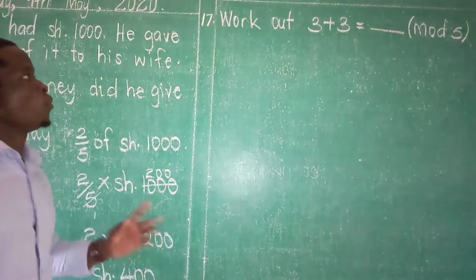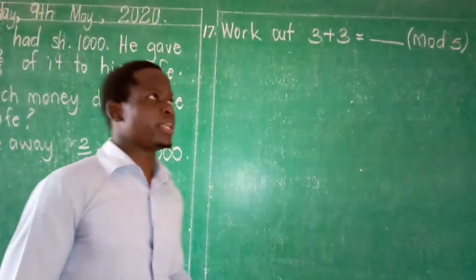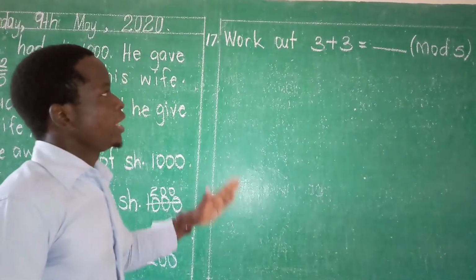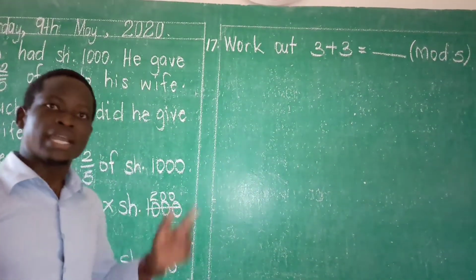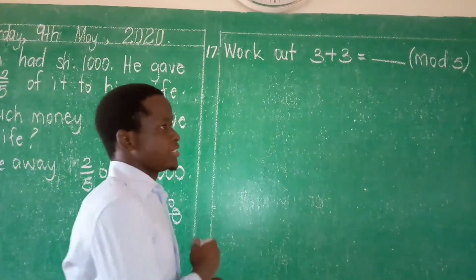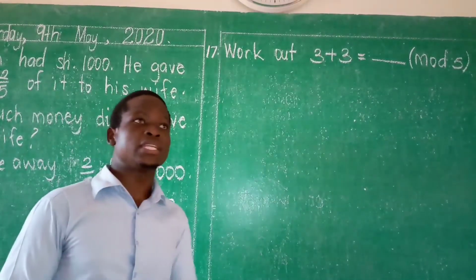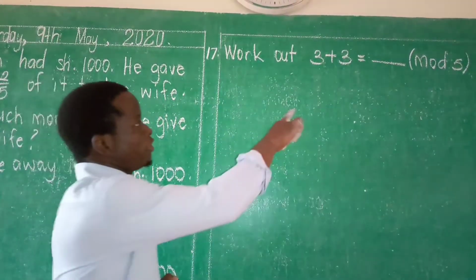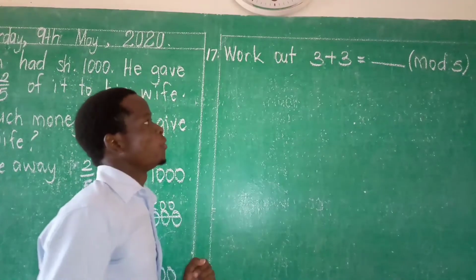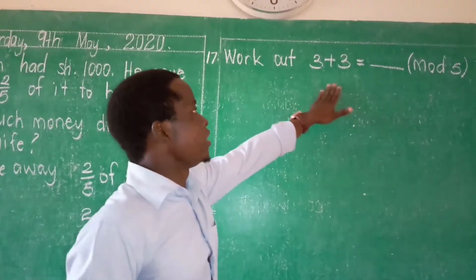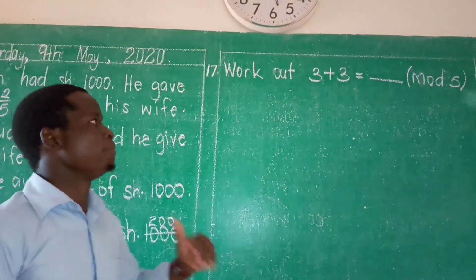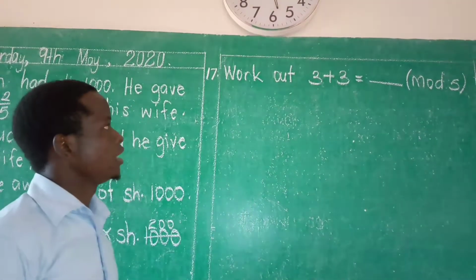Question reads, work out 3 plus 3 equals dash mod 5. Now you have to remember one thing, that modulus, finite and base systems use digits that are less than that mod or that finite or that base. Now here in mod 5 we have to remember that we use digits from 0 to 4. If you add and get a number which is greater or equal to the mod, then you have to change that number back. Now I'm going to do this in 2 ways.